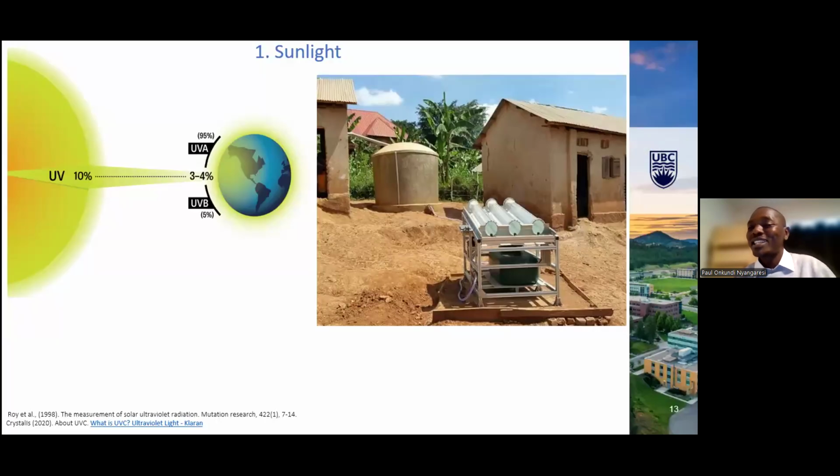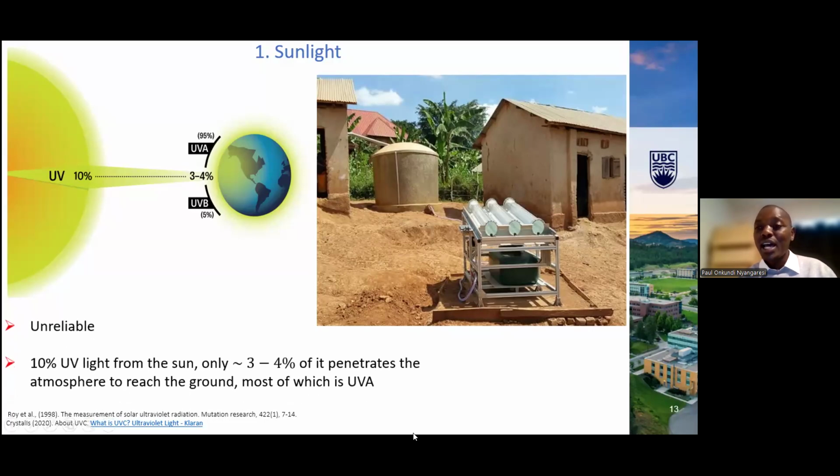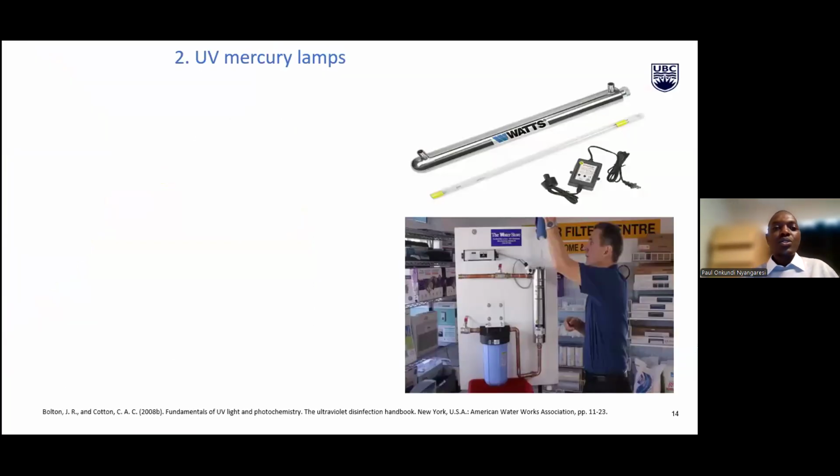The sunlight, we already understand, has been applied for many years in water treatment in low resource settings. But one of the challenges of sunlight is that it is unreliable for some communities or countries with cold seasons. Another challenge is that only 10% of the UV light from the sun penetrates the atmosphere to reach the ground, and this is only the UVA. I'll explain UVA later, but only 10% penetrates, and all the rest is absorbed. So the good UV, which can normally be applied in disinfection, is absorbed and does not reach the ground.